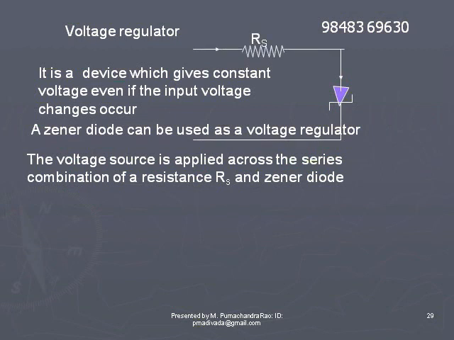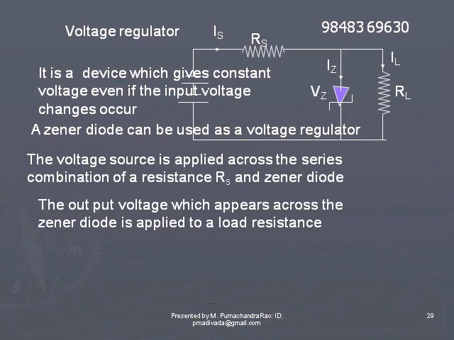To study this voltage regulator, let us take the circuit. Here, a Zener diode is connected in series with a resistance Rs, and this series combination is connected across the source of voltage V. The current through the series resistance is say Is, the current through the Zener diode is Iz, and the voltage across the Zener diode is Vz. A load resistance RL is connected across the Zener diode. The current through this load resistance is say IL.